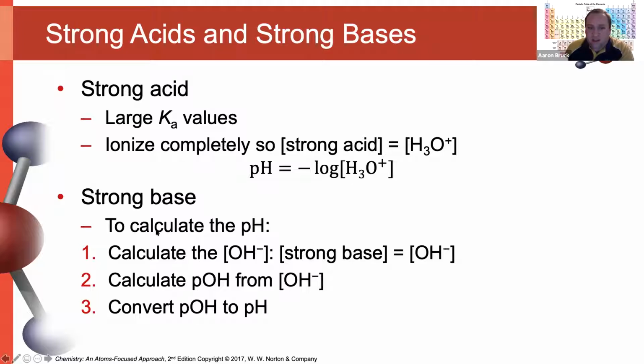For strong bases, it's a similar kind of idea. Since strong bases have considerably large Kb values, we can largely assume that the concentration of the strong base and the concentration of the hydroxide ion are largely the same thing. Obviously, if we're dealing with diprotic or dihydroxo bases or acids, those numbers are going to change slightly, but that's the overall assumption we can run with. With the hydroxide concentration, we can find pOH, and we can then turn that to pH.